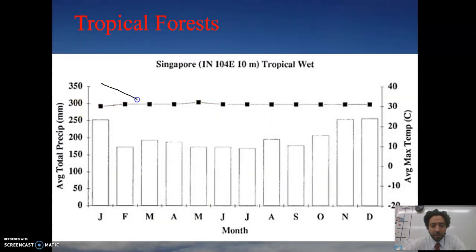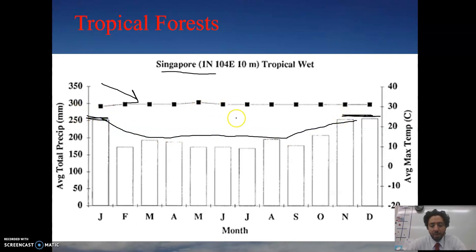The tropical ones are going to be designated by having this really flat and hot temperature line, right? This is somewhere around the equator, Singapore. It's near the equator, so the temperature doesn't vary at the equator very much. They're also characterized by really high rainfall throughout. You can see, again, we've got a rainy season in the wintertime, which would be their summertime in Singapore, I think.